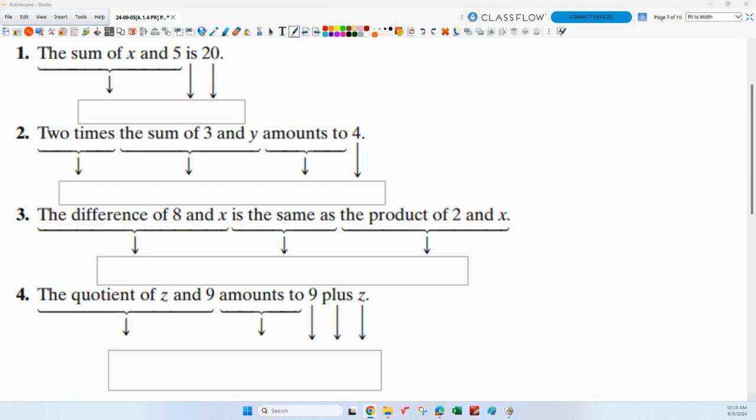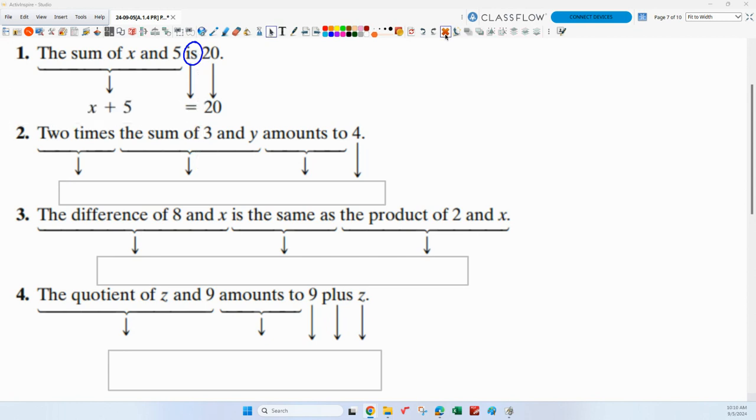One really key word here, whenever you see something like the word is, what does that always correspond to? Equals, yeah. Okay, so here's an example where the sum of x and 5 is 20. Well, we know something is equal to 20. What's on the left side? What is the sum of x and 5? Sum implies addition, doesn't it? Yeah, so x plus 5.